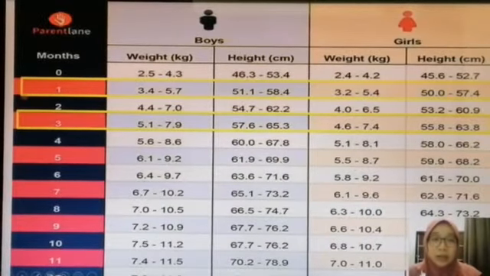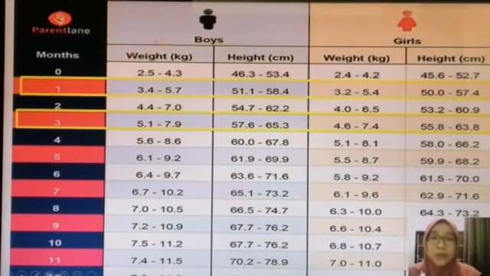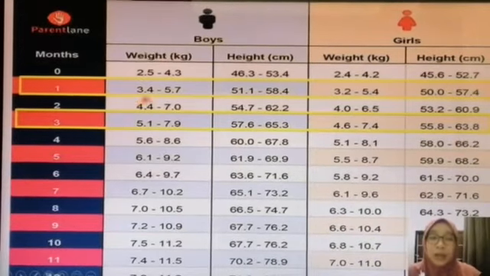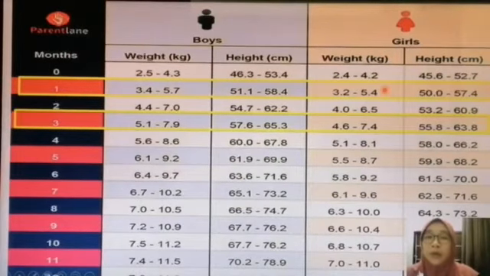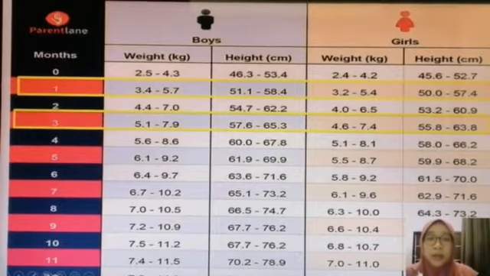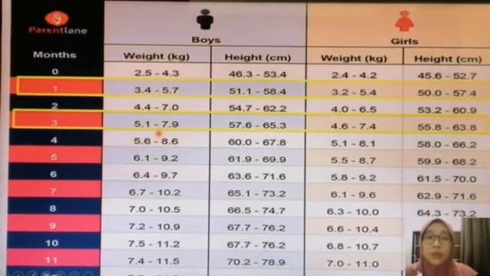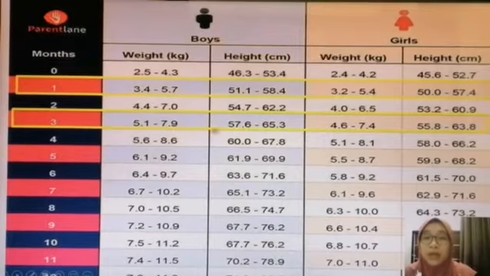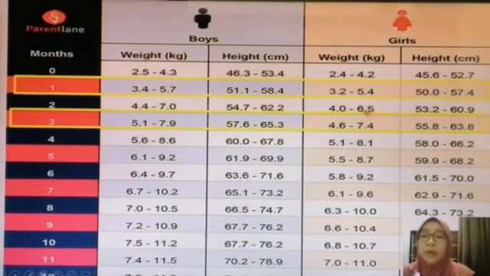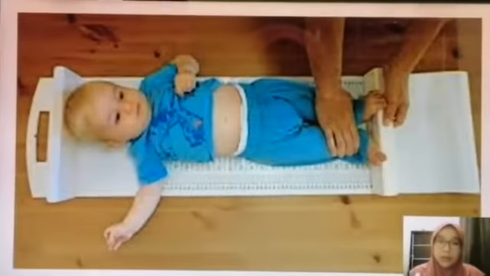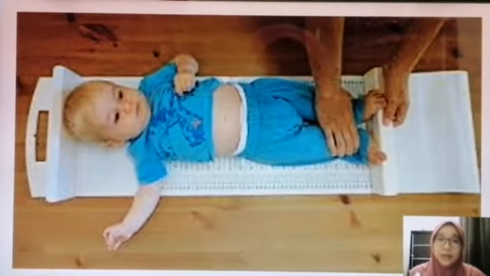This is the chart to show the body weight for boys and also for girls. At 1 month old, the body weight is between 3.4 to 5.7 kilograms for boys, and 3.2 to 5.4 kilograms for girls. At 3 months old, it is 5.1 to 7.9 kilograms for boys, and 4.6 to 7.4 kilograms for girls. This is how we measure the infant's body.